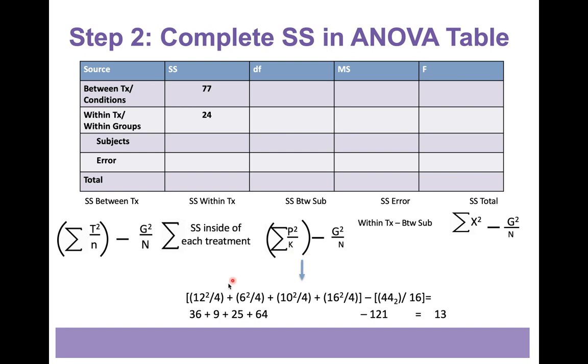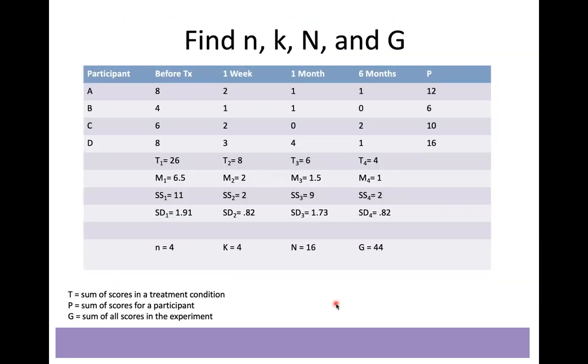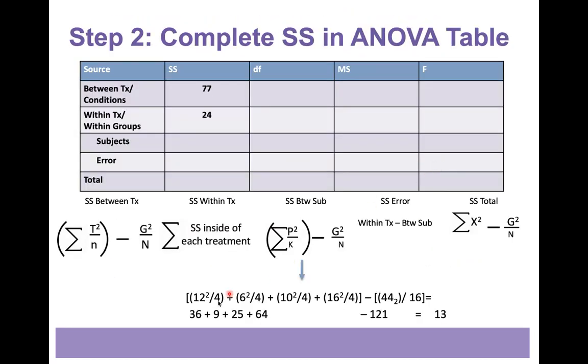So we're going to go back and pull our P1, which was 12, our P2, which was 6, our P3, which was 10, and our P4, which was 16. We already found our P's here. We pull each of those P's, we square them, we divide by 4, and then we write down that number. So P1 squared divided by 4 is 36. P2 squared divided by 4 is 9. P3 squared divided by 4 is 25. P4 squared divided by 4 is 64.